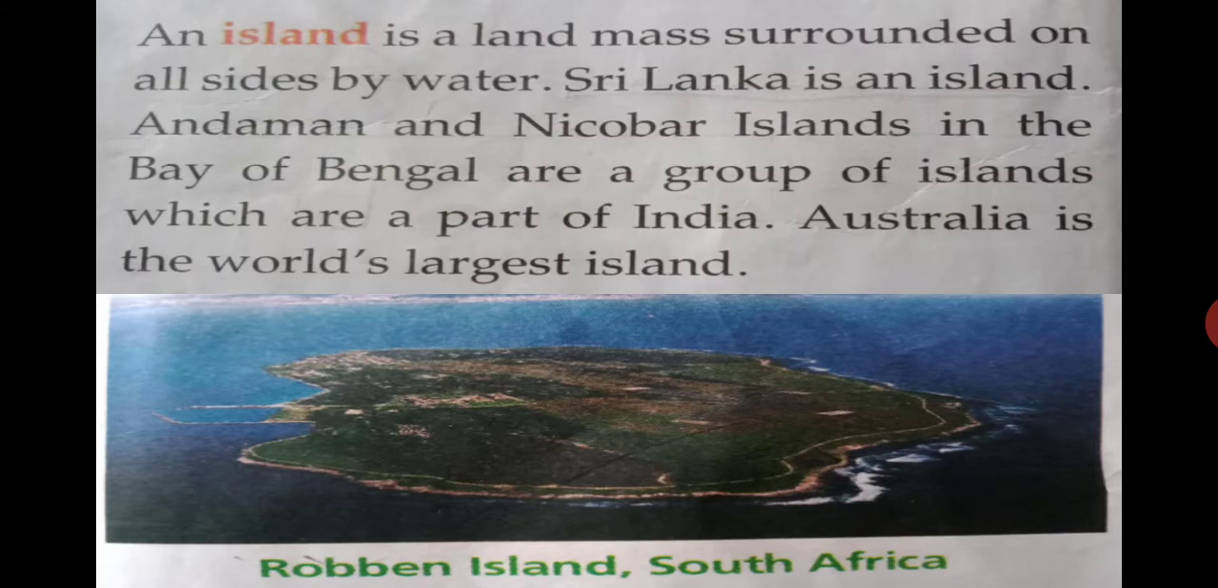An island is a land mass surrounded on all sides by water. Children, you can see this picture, the land mass, an island, that is surrounded by water on all sides. Island means द्वीप, द्वीप जो हमेशा पानी से घिरा रहता है. In simple terms, an island is a raised land or a piece of rock surrounded by water.